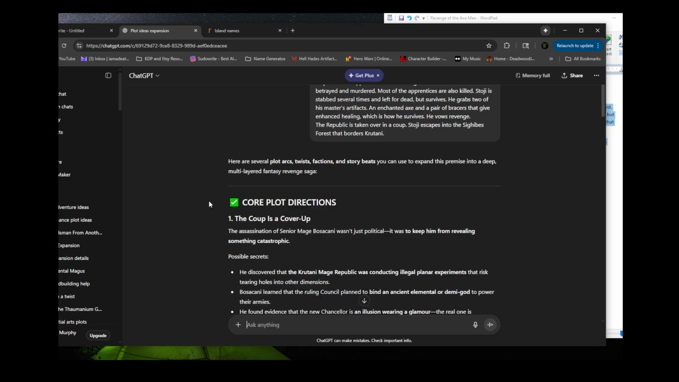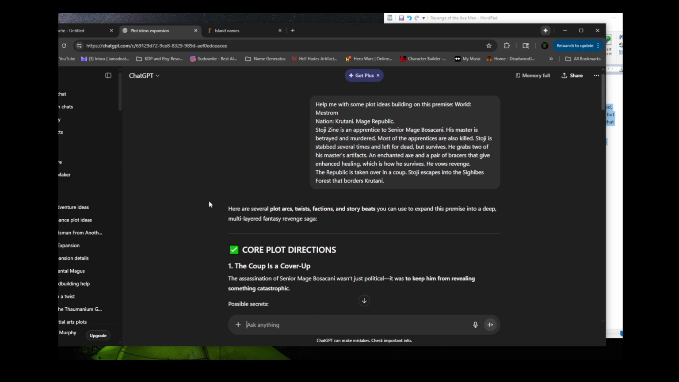What it's doing, what it's thinking, is what are the ways that I can put all these things together and expand on them and do what this person is asking me to do. In this case, I'm asking it for plot ideas building on this premise. So again, it's looking at the premise and going, okay, there's these different plot points and tropes and things going on here. What would be some expansions based on similar fiction?